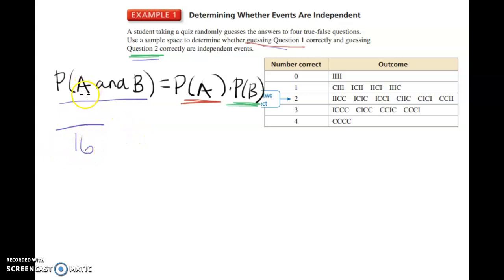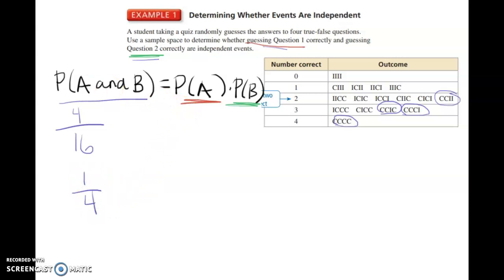Now what's the probability that we get question 1 correct and question 2 correct? Question 1, none here. This one doesn't work. This one, nope, nope, nope, nope. Okay, question 1 and 2, that's that one. Question 1 and 2, that is that one, and that one, and that one. So there are 4 possibilities for getting question 1 right and question 2 right. So we have 4 over 16, which reduces to 1/4.